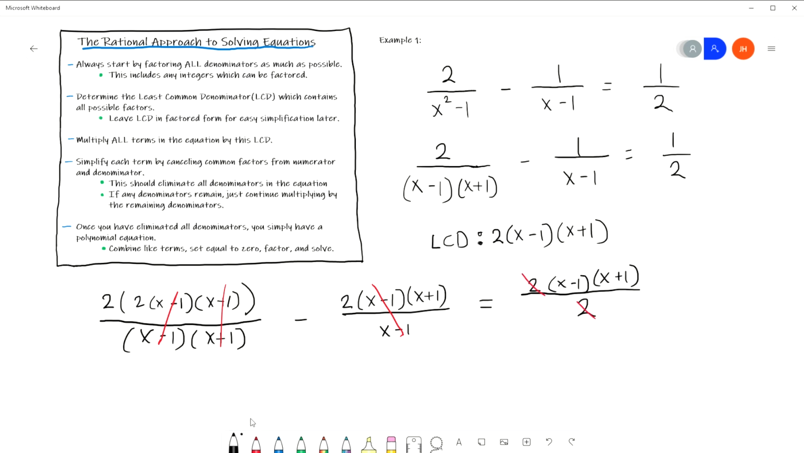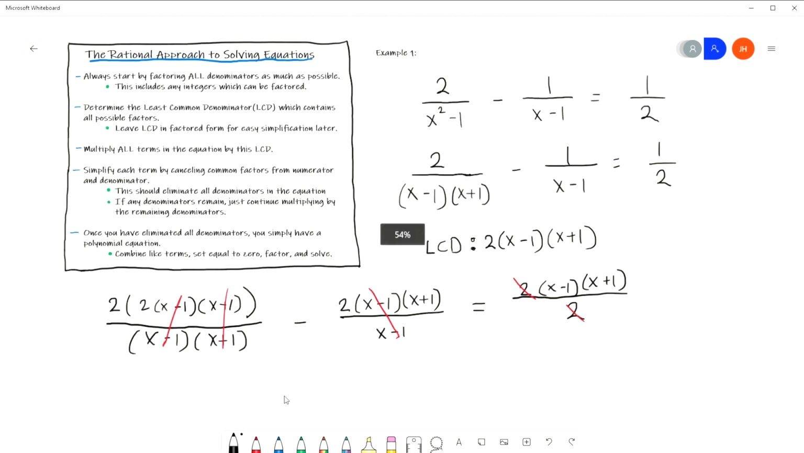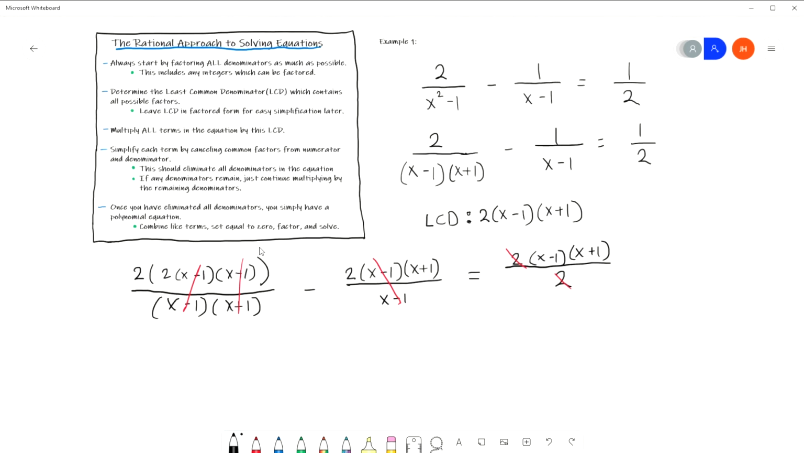So let's look at what that leaves me with. I'm going to have to zoom out a little bit. So that leaves me with, on this term here, just 2 times 2, which is 4, minus 2 times x plus 1. And that's equal to x minus 1 times x plus 1.